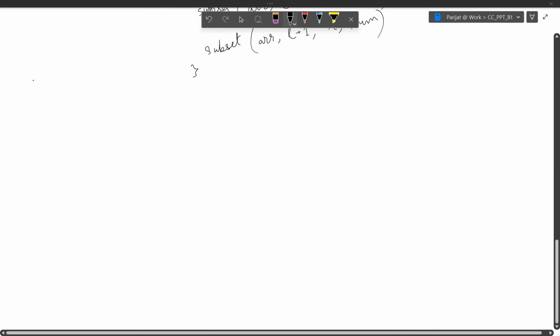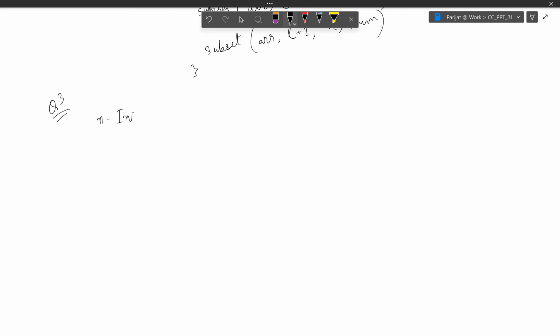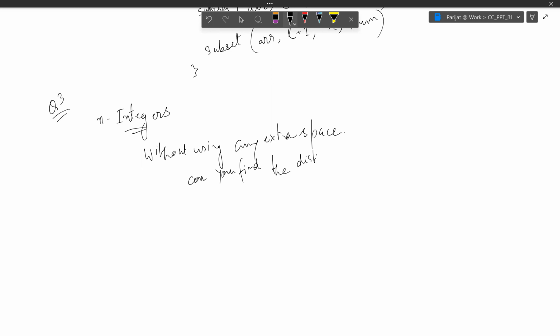Okay. So let's go to a third problem, and this is a comparatively easier problem. Say you are given n integers, without using extra space, and that is the main essence of the problem. Without using any extra space, can you find the number of distinct values in the list?